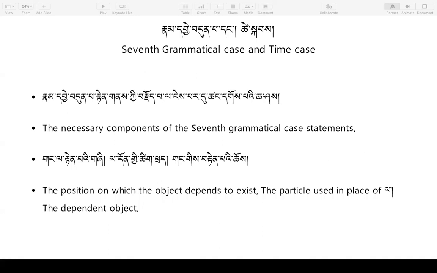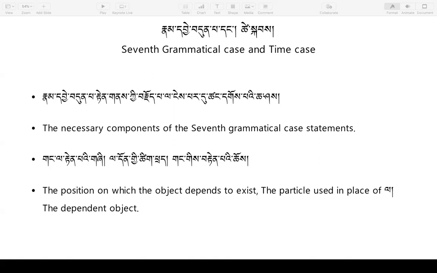Okay, so namye dumba tene ki joba la nyebar tu tsanggobe chashi. So namye dumba is the seventh grammatical case, tene is the locative case. Joba means statement. Nyebar tu tsanggobe means necessary. And component is chashi. So these are the necessary components of the seventh grammatical case statements.